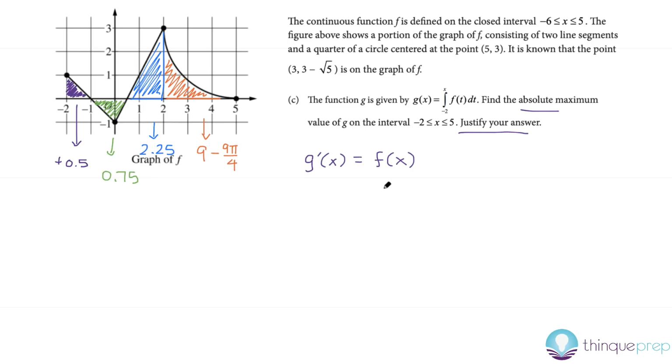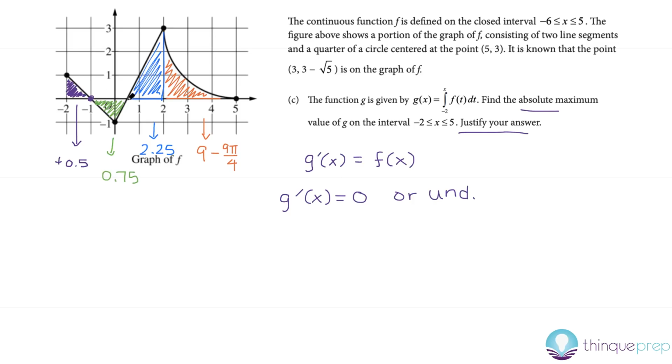So then what do we do? If we're trying to find the absolute maximum, we need to consider our critical values. Critical values are when g prime of x is either equal to 0 or undefined. Well, g prime of x is just our f of x, right? And this is our graph over here. Where is our graph equal to 0?